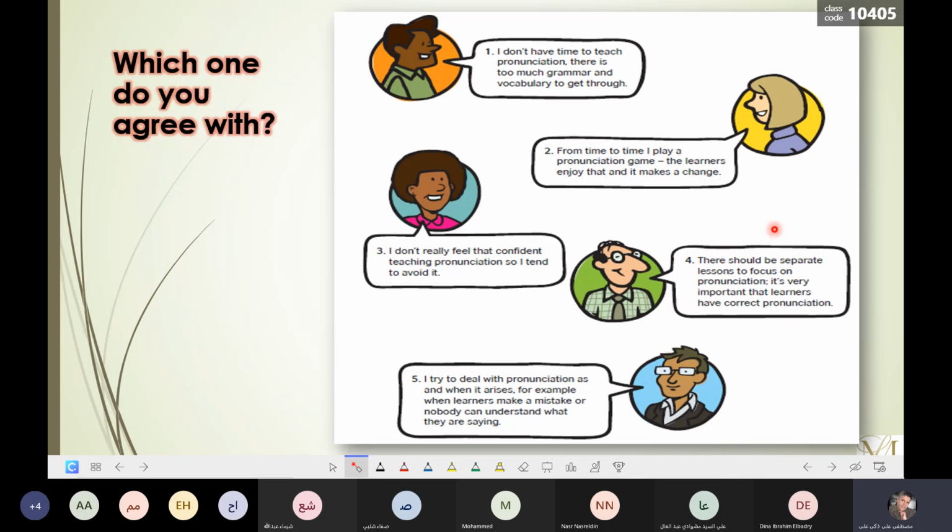Which opinion do you not agree with here? I think number 3: I don't really feel that confident teaching pronunciation, so I tend to avoid it. I don't agree with it. A teacher who feels unconfident about his pronunciation avoids teaching pronunciation at all.